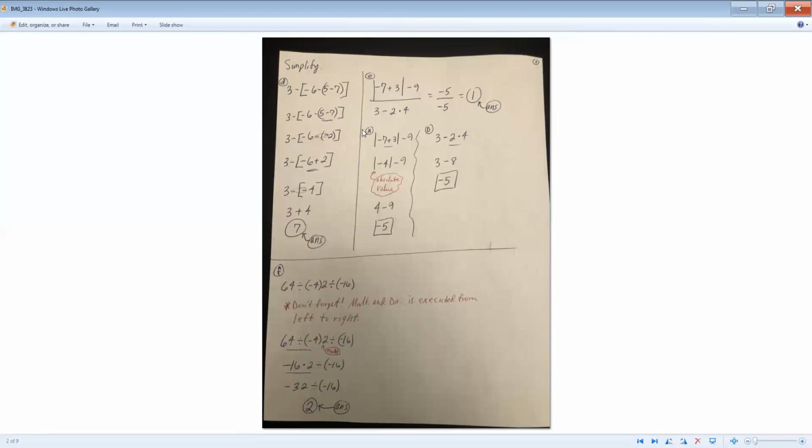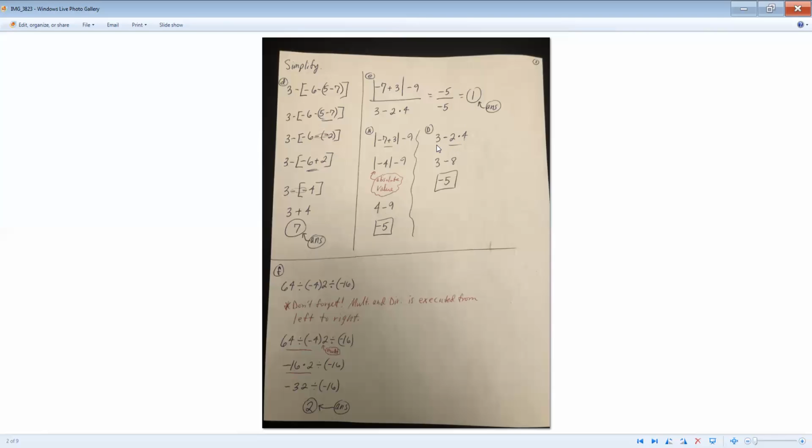So what we're going to do is simplify the numerator separately, simplify the denominator separately, and bring them together. So looking at our numerator, we have -7 plus 3 inside of the absolute value symbols. That'll be a -4. Don't forget the absolute value of anything will be the positive number. So we have the absolute value of -4. That'll give me a +4. 4 minus 9 is -5. So that's what it'll be up on top.